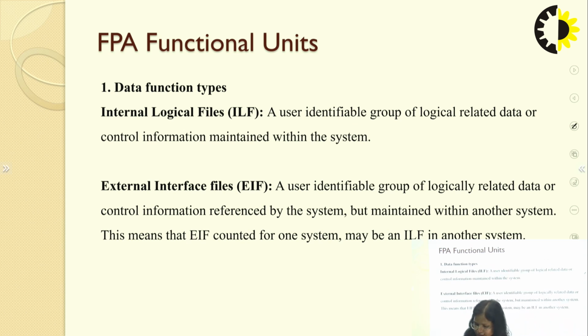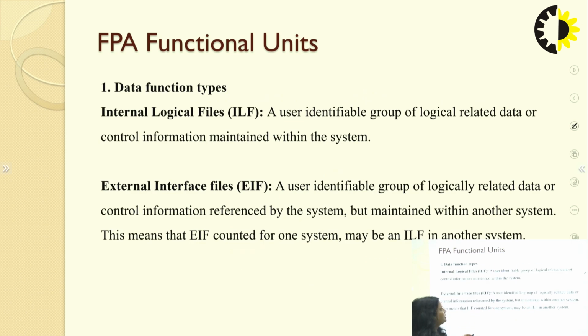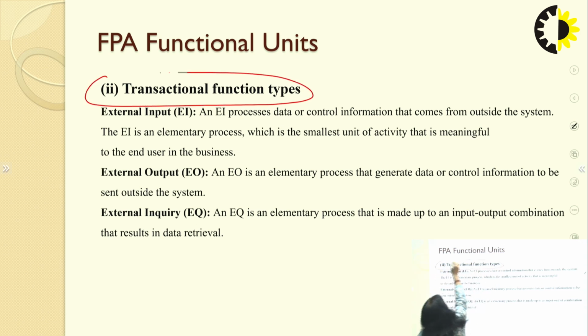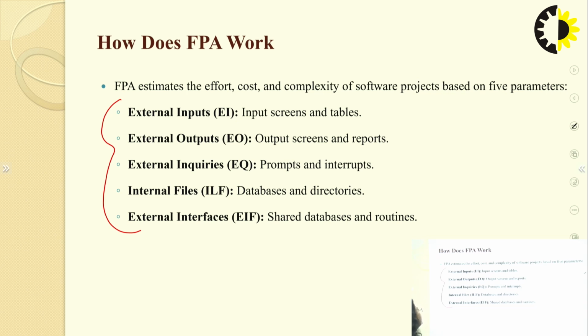Before discussing these five parameters, we can categorize how they belong to each other. We can categorize the functional units into two types. First is the data function type, and the second one is the transactional function type.